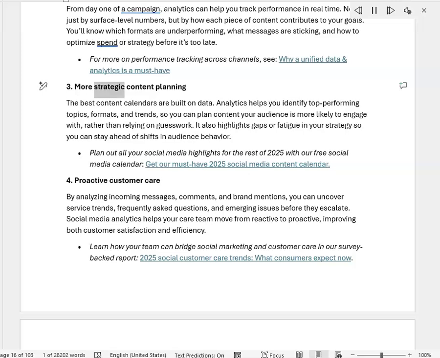3. More strategic content planning. The best content calendars are built on data. Analytics helps you identify top-performing topics, formats, and trends, so you can plan content your audience is more likely to engage with, rather than relying on guesswork. It also highlights gaps or fatigue in your strategy so you can stay ahead of shifts in audience behavior.